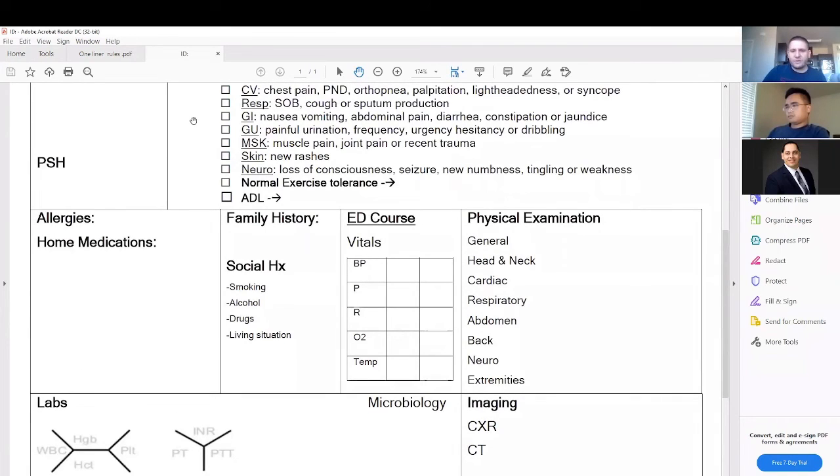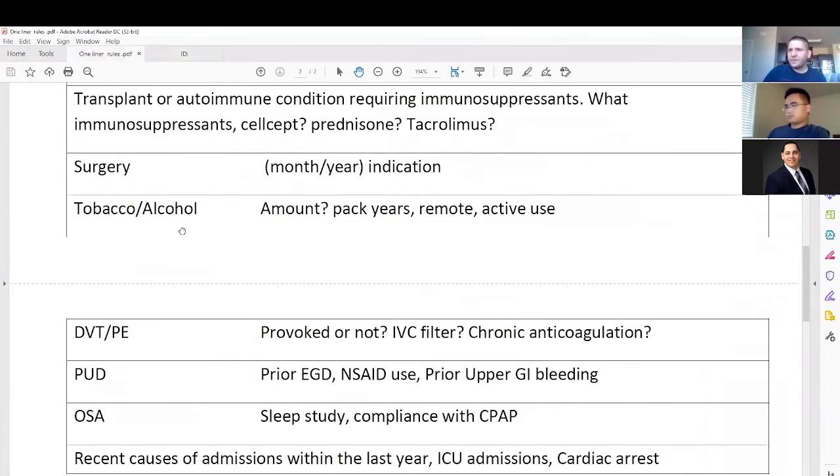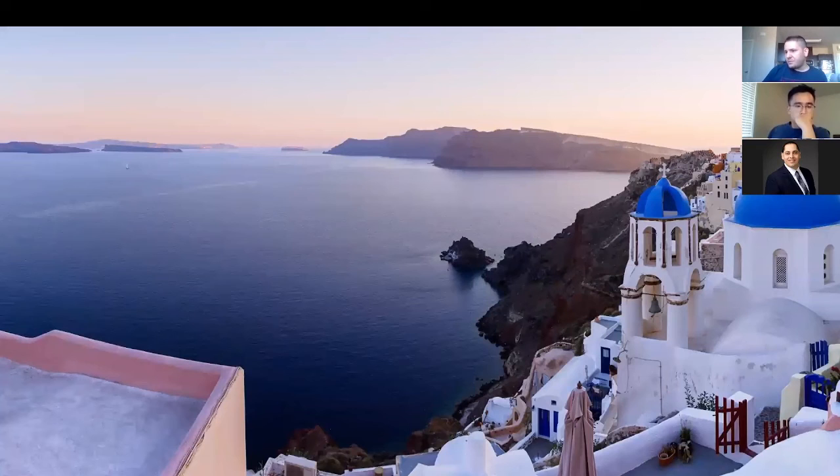Any questions about this one? Anyone have any comments or any issues for these two files so far? The one-liner and the history and physical. Otherwise, we can keep going. All good. All right. So we're done with these two. Let's dig into the presentation.